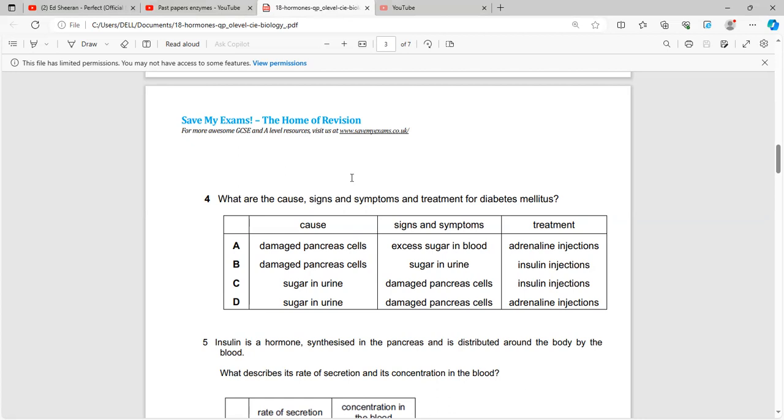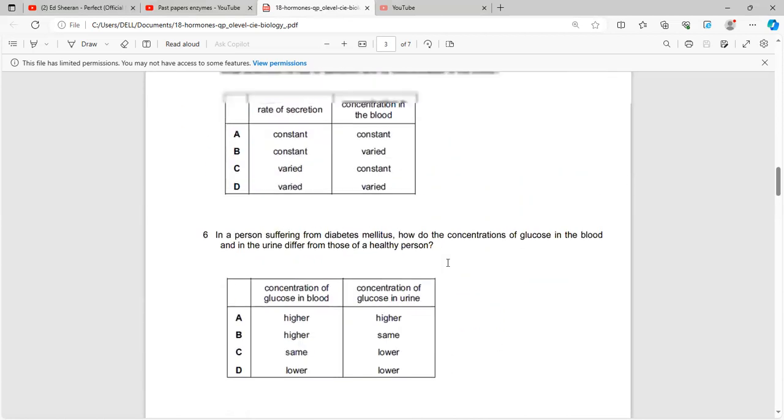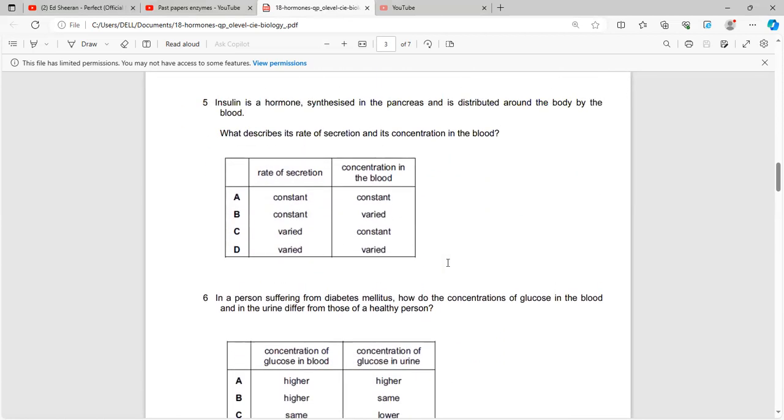So now obviously, what is the treatment? The treatment is insulin injection. This narrows our options to B and C. What would be the cause? The cause is damaged pancreas cells, and which cells? The islets of the pancreas, which are the B cells, are destroyed, and the signs and symptoms are the excess sugar in urine. In question number five, they ask to describe the rate of secretion and concentration in the blood of insulin.